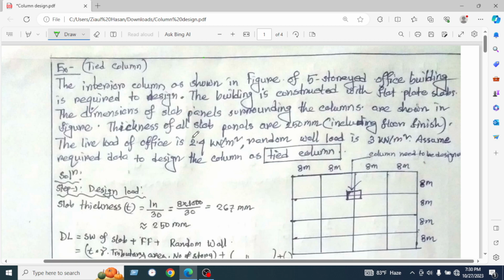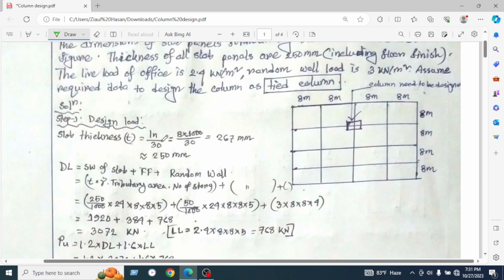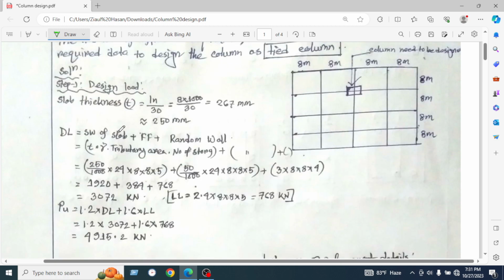So the thickness of all slab panels is 250 millimeter, including floor finishing, and the live load of the office building is 2.4 kN per meter square, and the partition wall load is 3 kN per meter square. Assume the required data to design the column as a tied column. So let's start. At first we have to complete step 1, which is design load.